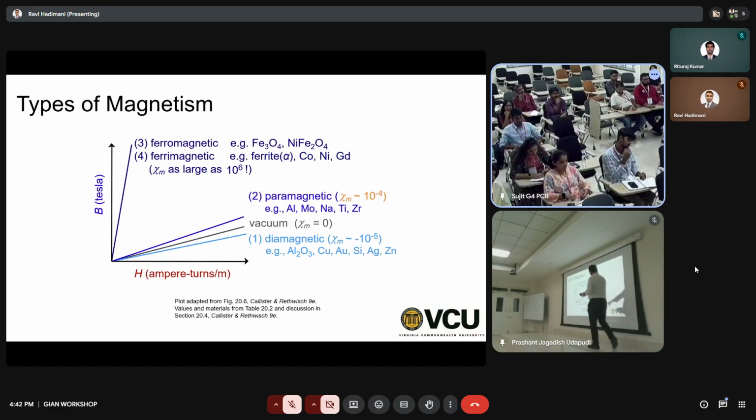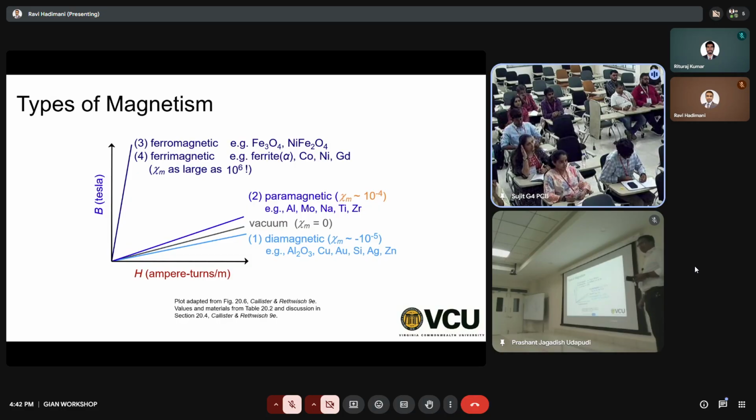Whereas ferromagnetic or ferrimagnetic materials are ferrite, which is Fe3O4, nickel ferrite, which is NiFe2O4, cobalt, nickel, gadolinium. Fe is also ferromagnetic. And don't worry too much about ferri and ferro. There is a slight difference. Ferro has the highest, ferri a little lower, but both are highly magnetic materials, with high permeability or susceptibility. These are the different types of magnetic materials.